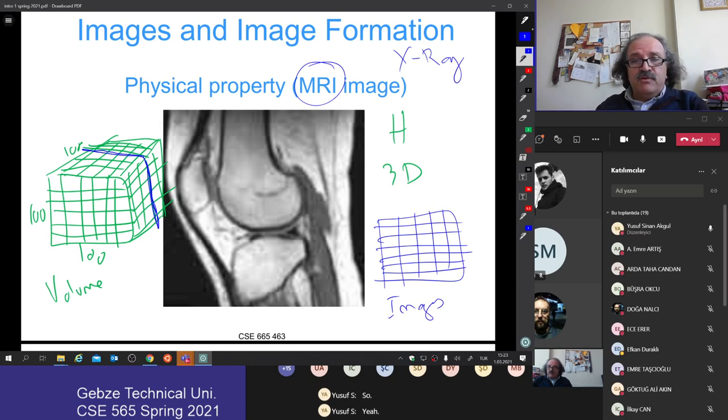As I said before, two or three dimensional images are in, and we are supposed to produce the real world representations, real world descriptions of those images, whatever is contained.